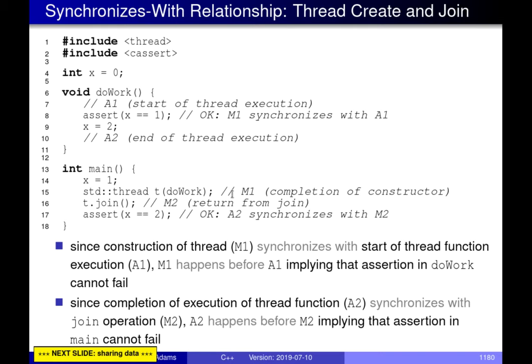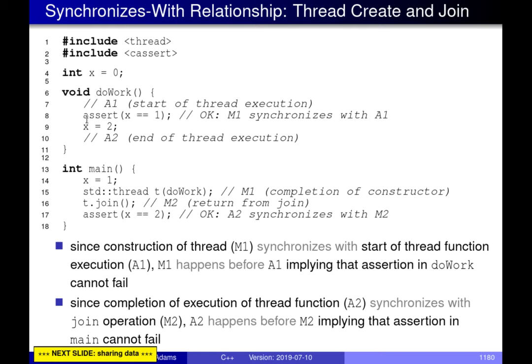And then I've also labeled this point M1 in the source code. This corresponds to when the constructor returns. So we've just finished constructing this thread. This is the point in time that's labeled as M1. And then M2 labels the point where we've just returned from the join function.